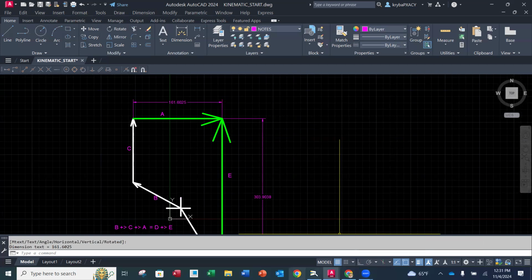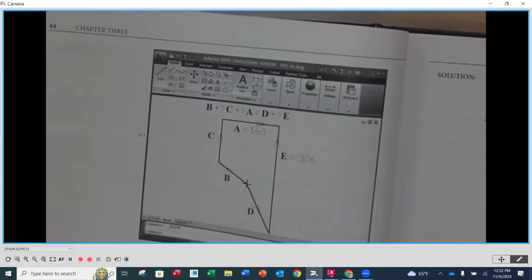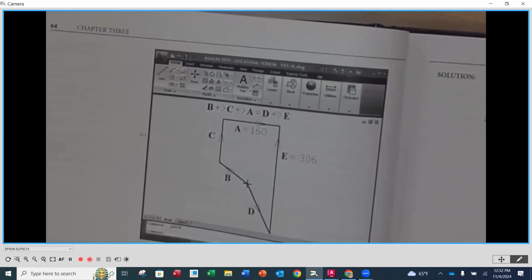On our next page, you're going to see AutoCAD, the book's version of their AutoCAD. Okay. Now, a couple things here. I'm going to talk about what you guys are required to do and how it's different than the book. Everybody good? Okay. So a couple things here.